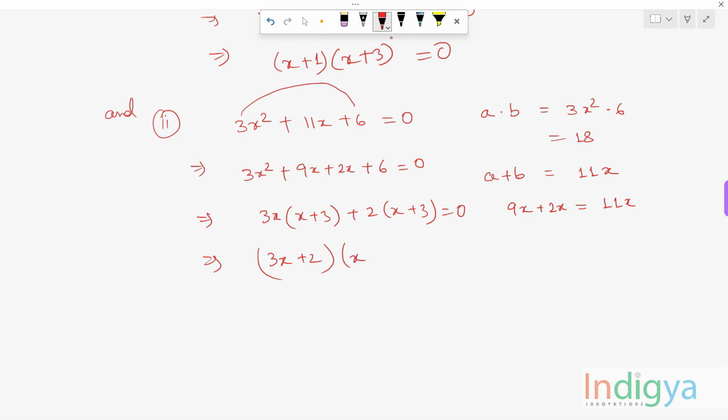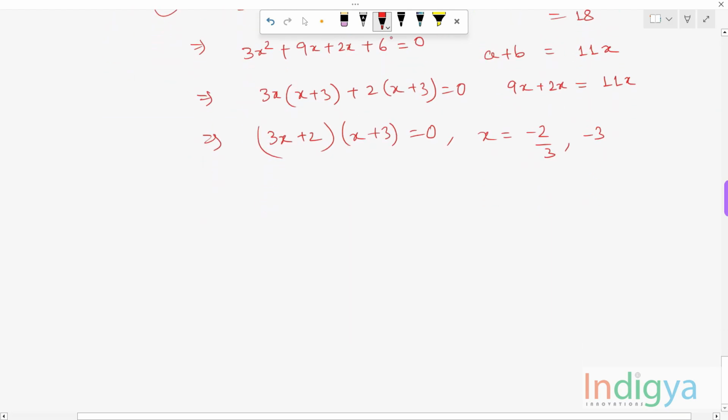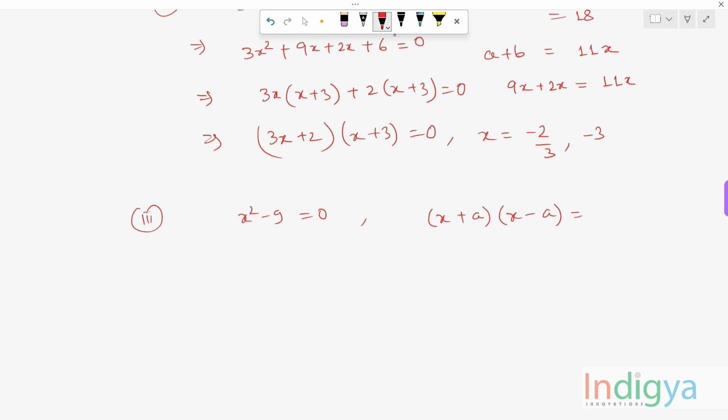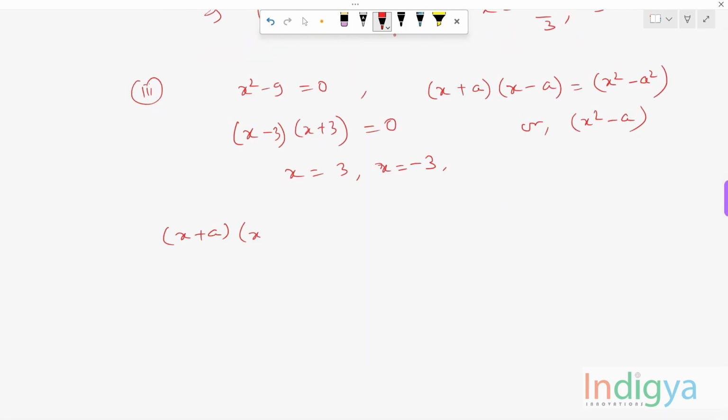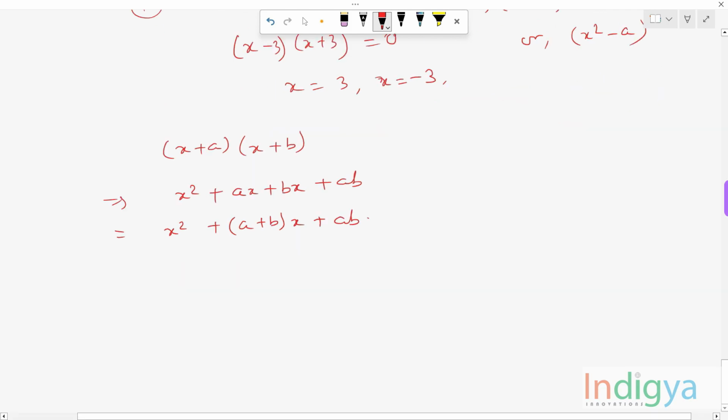So here we'll get two roots, x is equal to minus 3 and x is equal to negative 2 over 3. If we take another example, x square minus 9 is equal to 0, then it could be written in the form of x minus 3 times x plus 3 is equal to 0. So out of it we'll get two root values, x is equal to 3 and minus 3. The overall process and steps could be written as x plus a times x plus b, which is x square plus ax plus bx plus ab. So x square plus a plus b times x plus ab.